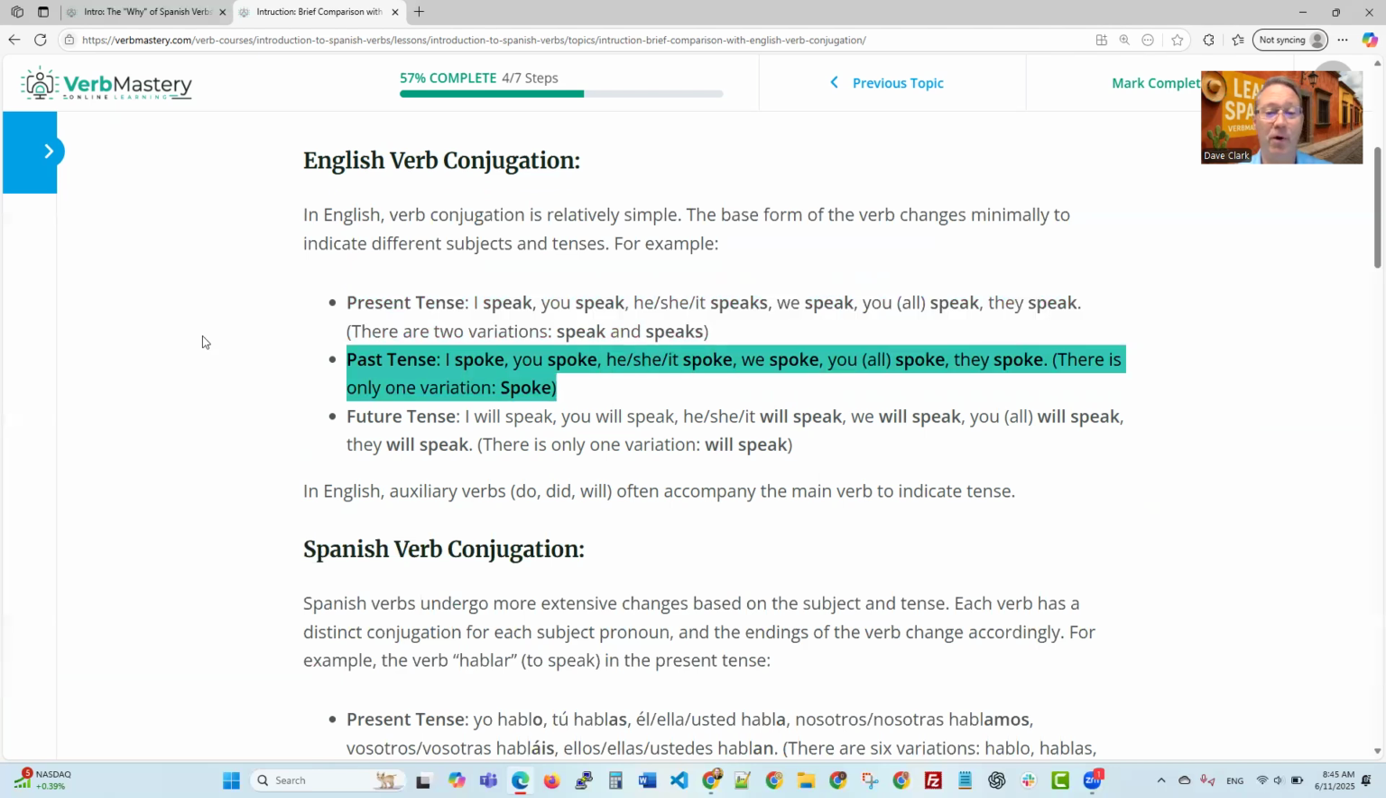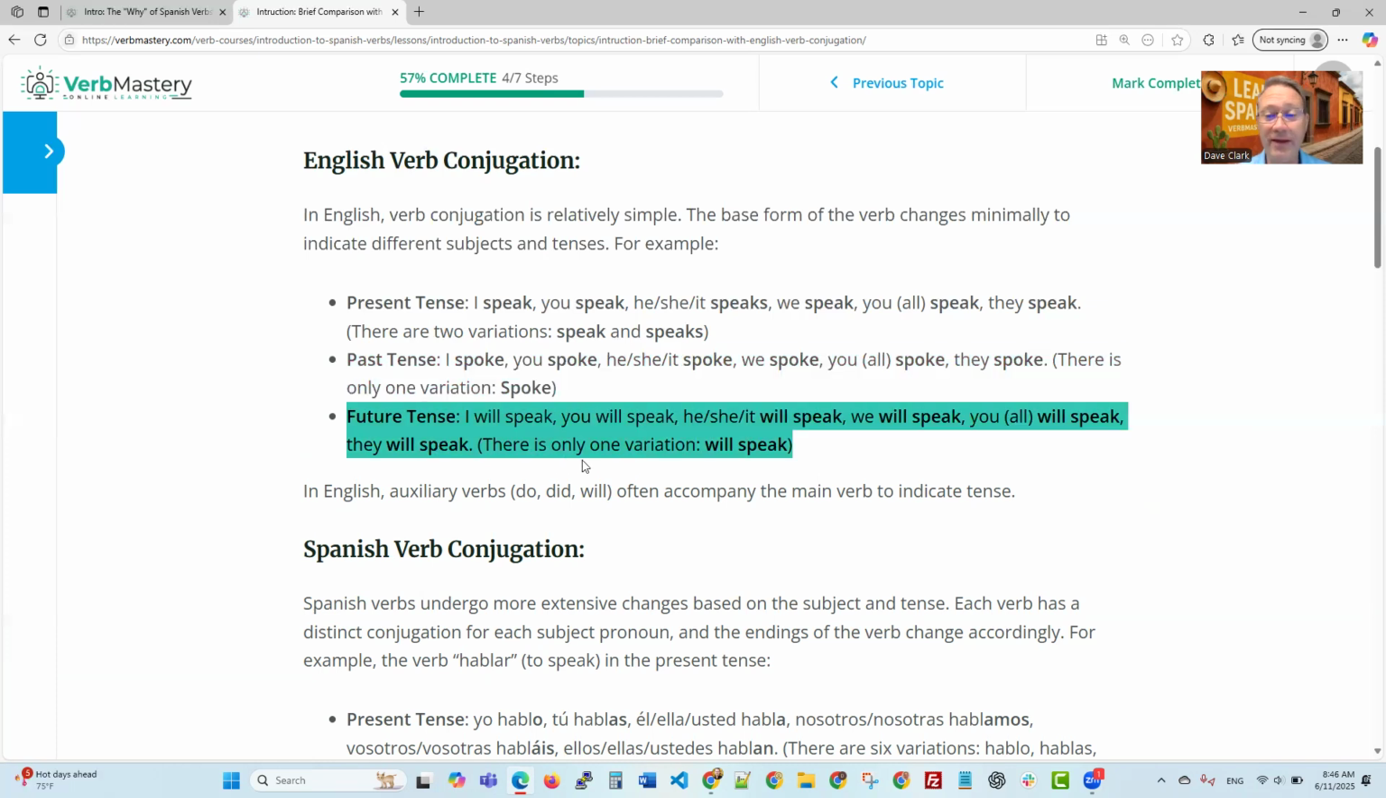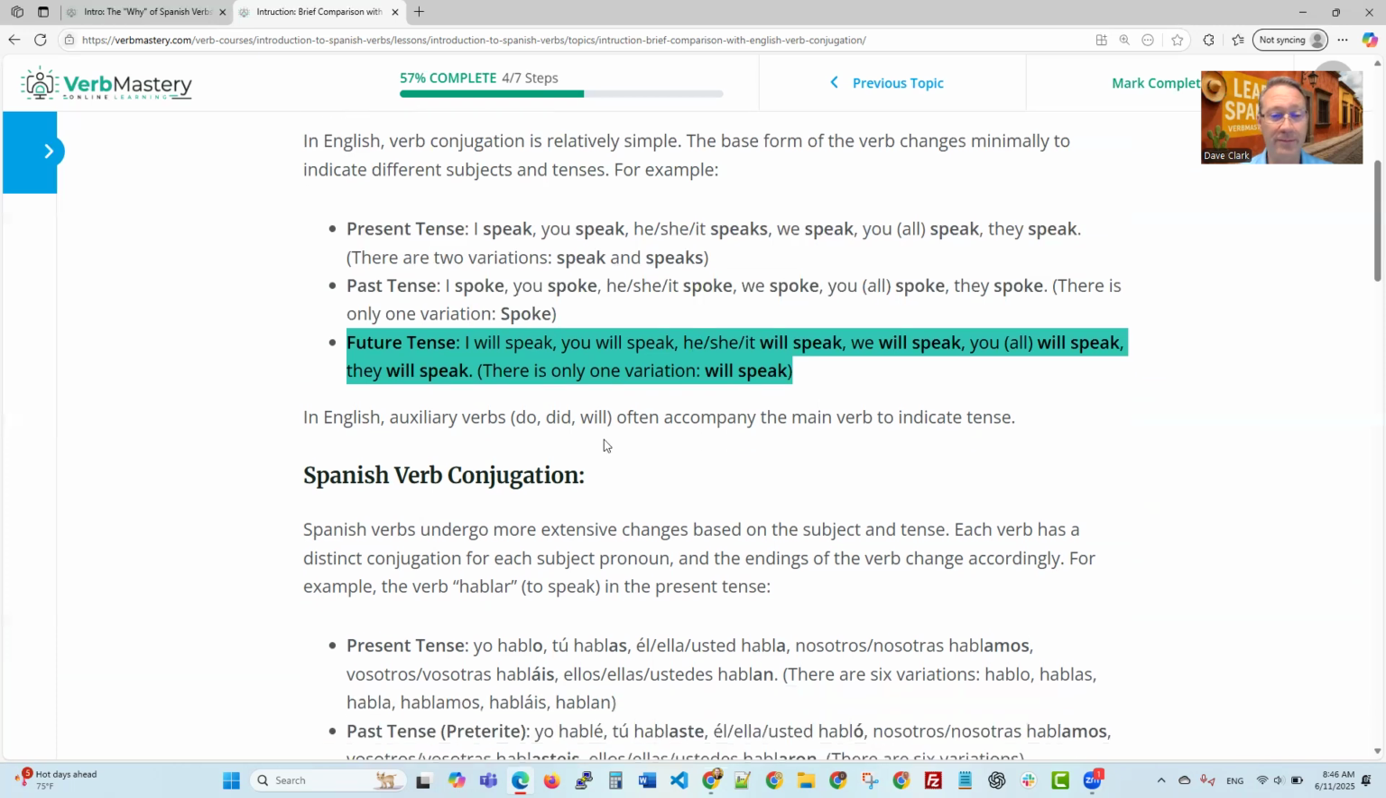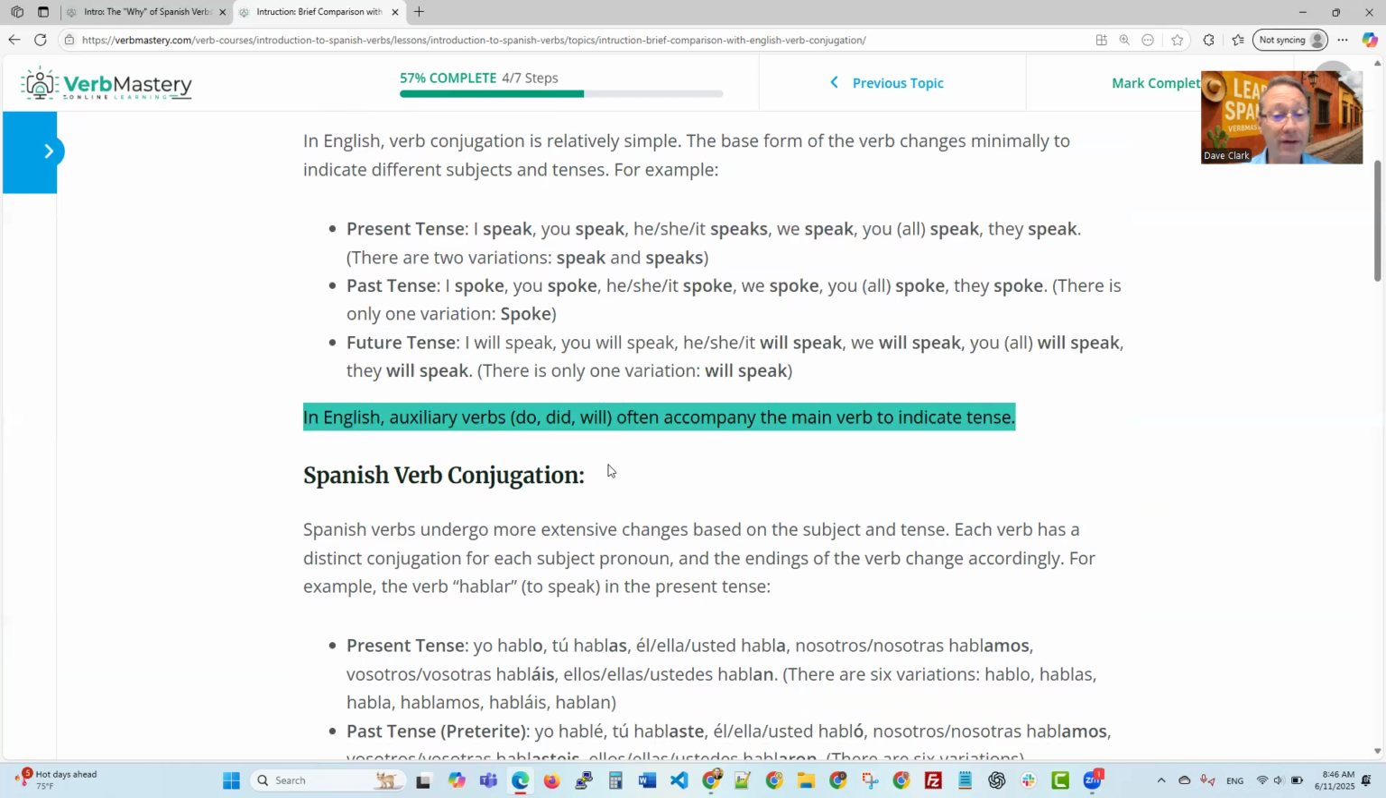Past tense: I spoke, you spoke, he, she, it spoke, we spoke, you all spoke, they spoke. There's only one variation, just spoke. Future tense: I will speak, you will speak, he, she, it will speak, we will speak, you all will speak, and they will speak. There's only one variation here also, speak. English is much easier in this aspect than Spanish as far as the verb conjugations go. In English, auxiliary verbs do, did, and will often accompany the verb to indicate tense.